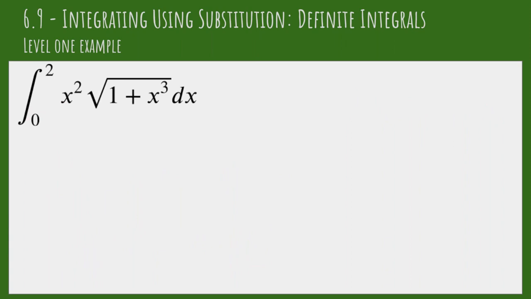Okay, on this one, when I choose my u, what I'm going to try to do is simplify the square root part here. So to do that, I'm going to let u equal the inside of the square root, the radicand. So u equals 1 plus x cubed. And the derivative of that is going to have an x squared, which is going to take care of that. So du is going to be 3x squared dx.